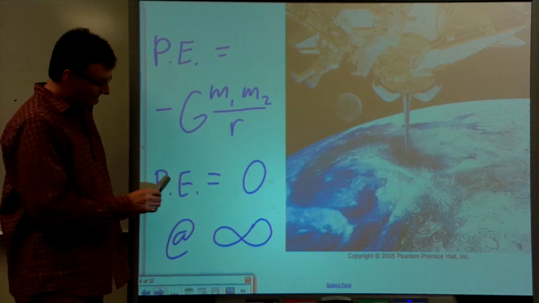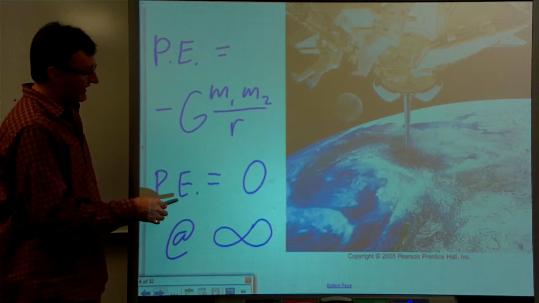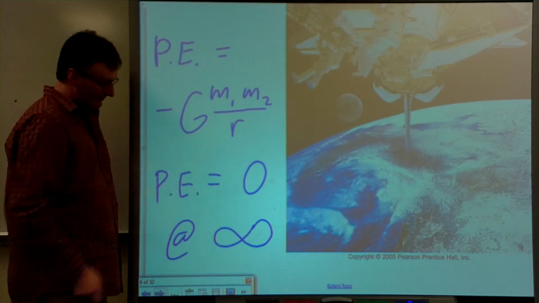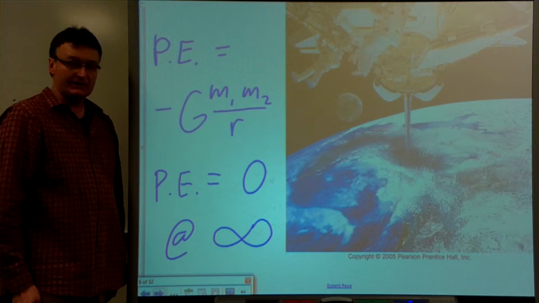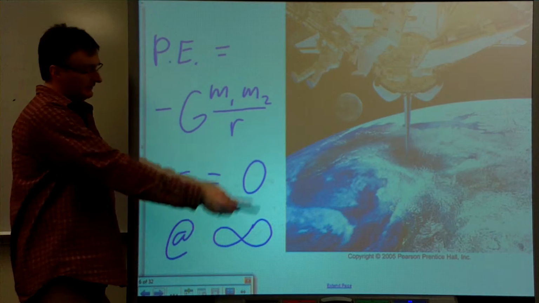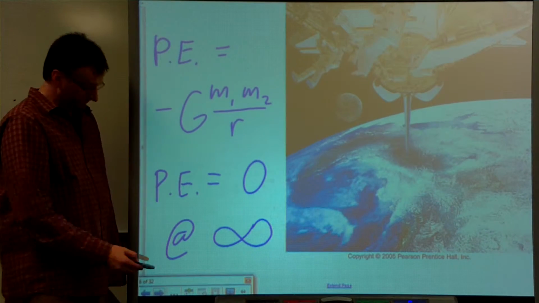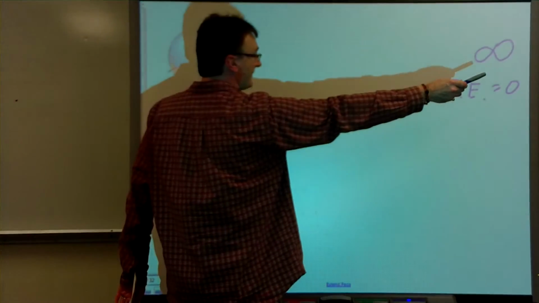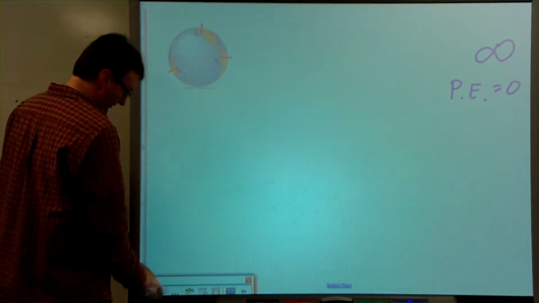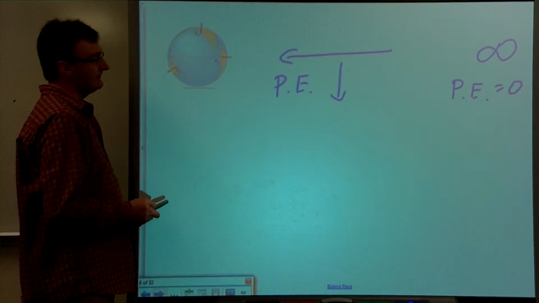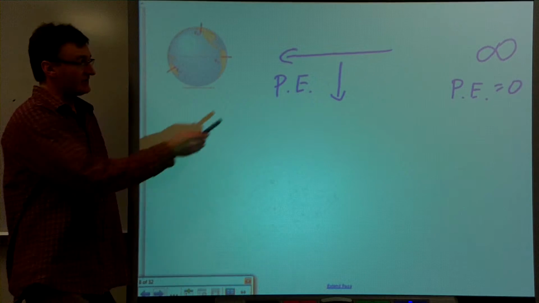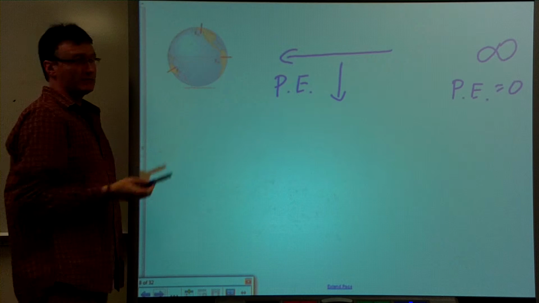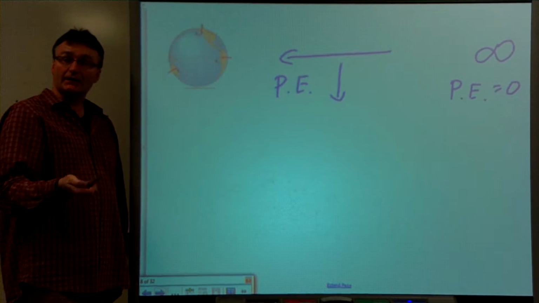The reason is that we have arbitrarily said that out at infinity, so an infinite distance away from the center of a planet, the potential energy is 0. So that being the case, if you're out here at infinity and you're coming closer to this particular planet, whatever it might be, the potential energy has to decrease. As you get closer and closer to an object with a force of gravity, your potential energy decreases.